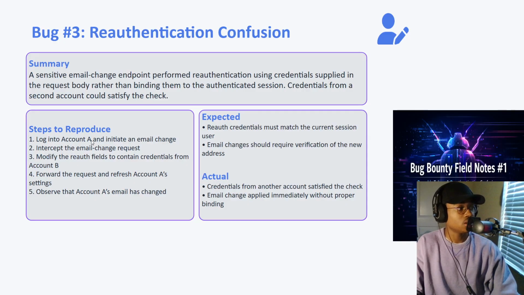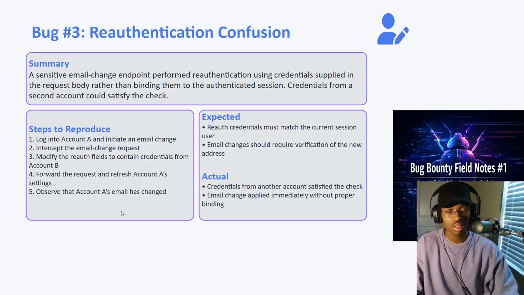Steps to reproduce. Log into account A, initiate an email change. Intercept the email change request. Modify the reauth fields to contain credentials from account B. Forward the request and refresh account A's settings. Observe that account A's email has been changed.